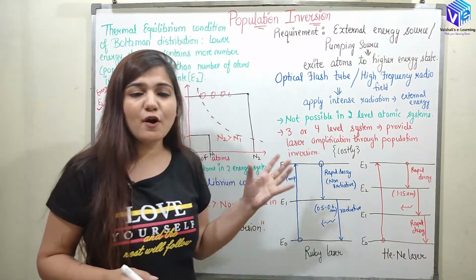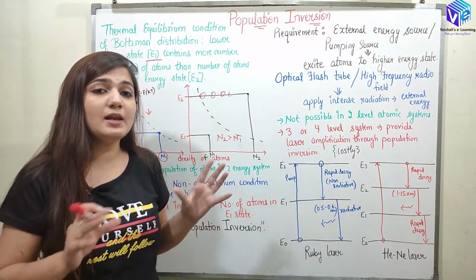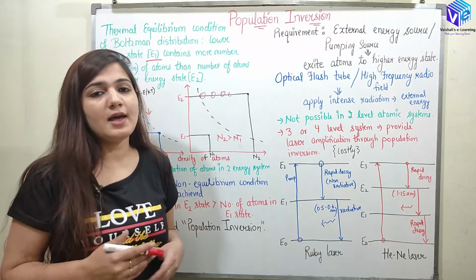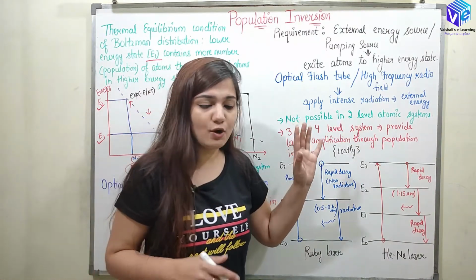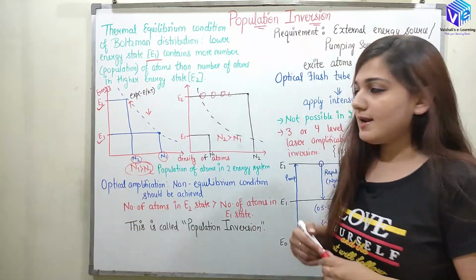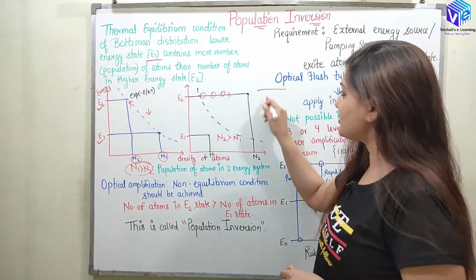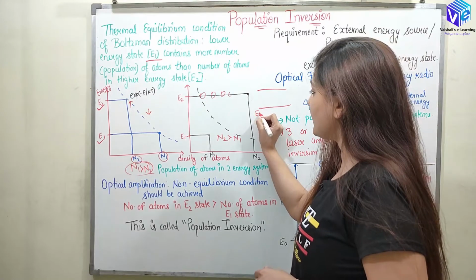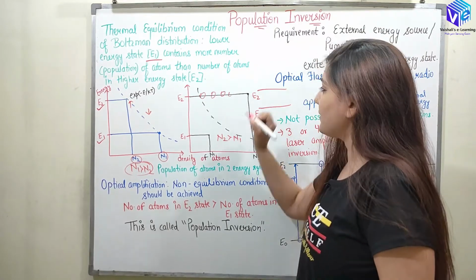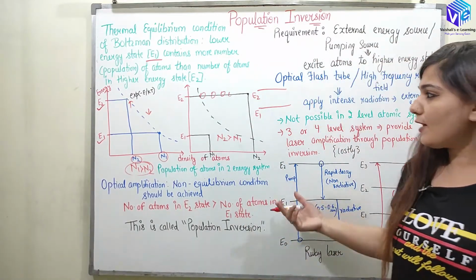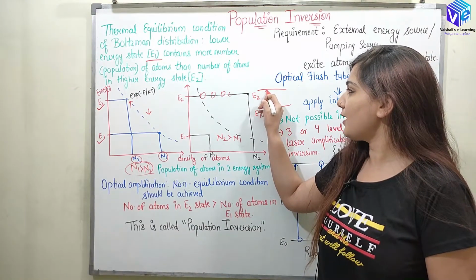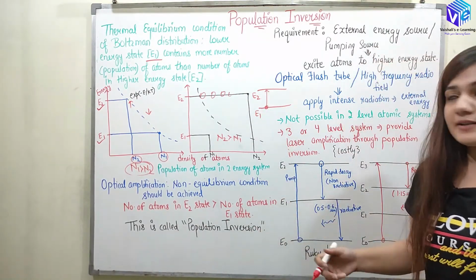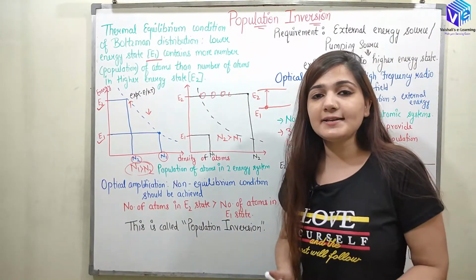But this phenomenon is not possible in a two-level energy system. When I have two atomic energy levels, this is my lower energy level E1 and this is my upper energy level E2. What happens? The atom, when it is pumped, will move to the upper energy level, but we know E2 is the excited energy state.